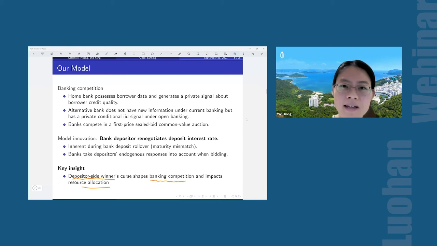The second one is that with open banking, sometimes the data sharing is between the traditional banking and the fintech companies. So for these fintech companies, how should I think about the depositors? So the data sharing is not between banks, but between the bank and the new tech companies, basically.